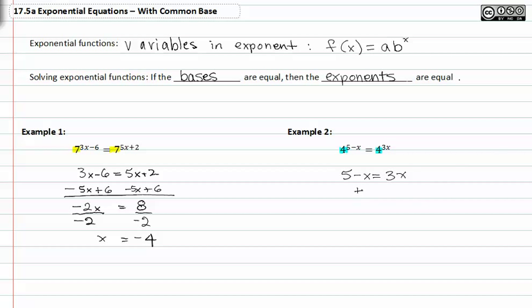If we add x to both sides, we get 5x is equal to 5 is equal to 4x. Dividing by 4, we get x is equal to 5/4.